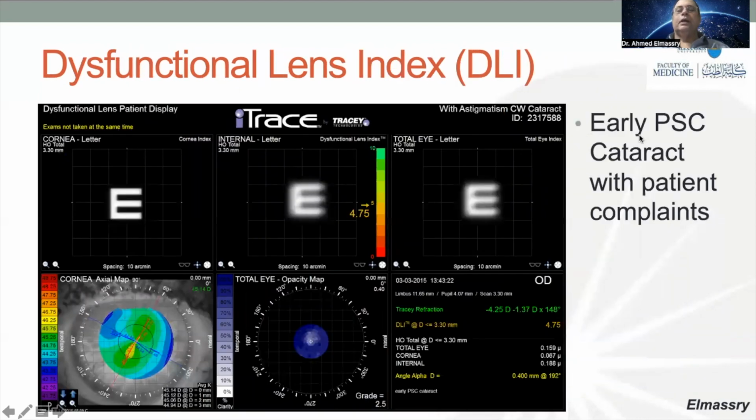This patient has an early posterior subcapsular cataract with complaints of blurring vision in spite of having myopia, but the cornea is okay with a very good topography, and the main problem is in the internal high order aberrations, which is high at 3.3, and the low dysfunction lens index due to the lenticular opacity, as you see here. When this patient has cataract surgery, he benefits more than from any LASIK surgery.